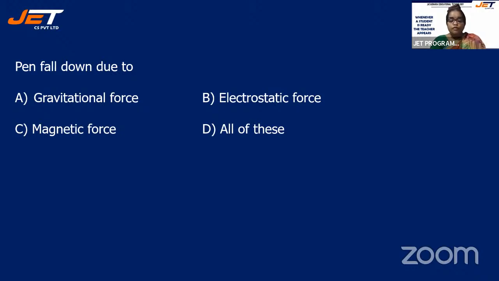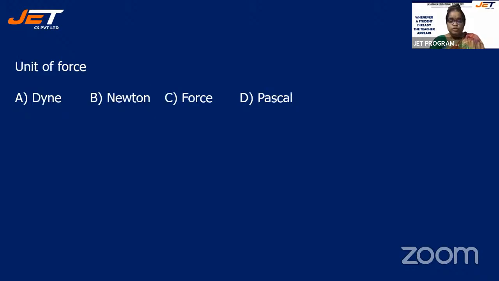So pen fall down due to it is gravitational force. Okay. Let us move to the next question. Unit of force. Let us see. It is Newton. Unit of force is Newton. Let us move to the next one.